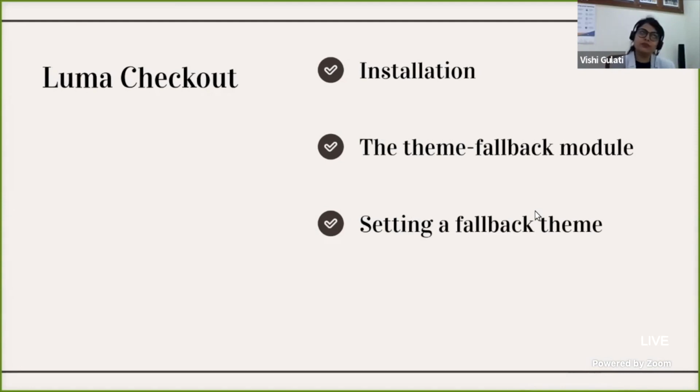Luma checkout: suppose now you have decided you want to use the Luma checkout. What you need to do is install the checkout for the themes. Hyvä provides a Luma checkout, so go and install it, and then you need to configure the fallback theme. In case you are using any third party theme, or any theme other than Luma, you need to configure it on the admin side. Otherwise, by default, Luma is the fallback theme, and the checkout uses the Luma theme. So this is all about the checkout.